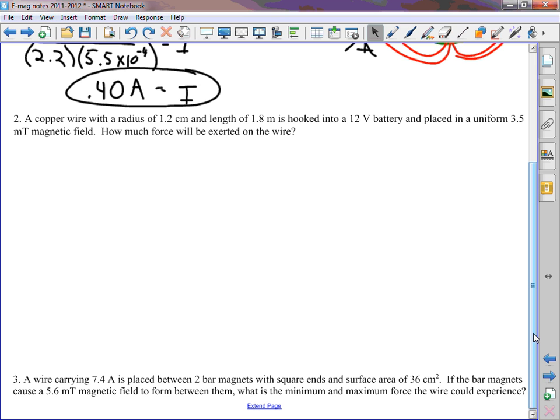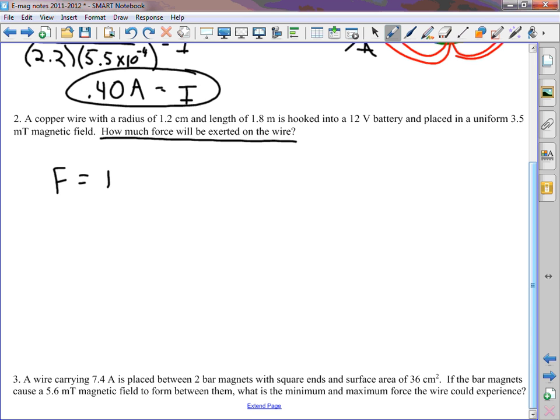A copper wire with a radius of 1.2 centimeters and a length of 1.8 meters is hooked into a 12-volt battery and placed in a uniform 3.5 millitesla magnetic field. How much force will be exerted on the wire? Well, at first this just seems like a plug-and-chug problem.